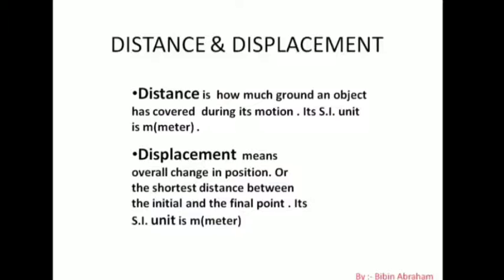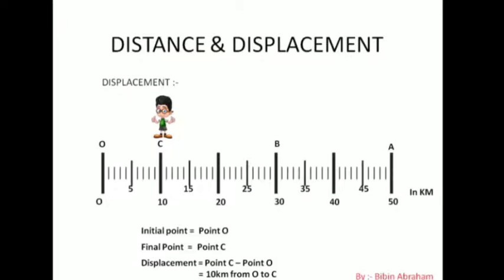If I say that my friend's house is 1 kilometer north, this means that if you want to reach my friend's house, you have to travel north 1 kilometer. Very straightforward answer. In this example also, you can see I wanted to reach from O to point C. So displacement is point C minus point O. You have to travel 10 kilometer from O to C. That is a displacement, the shortest distance through which you can reach the point C. That is what displacement is. I hope this is clear.